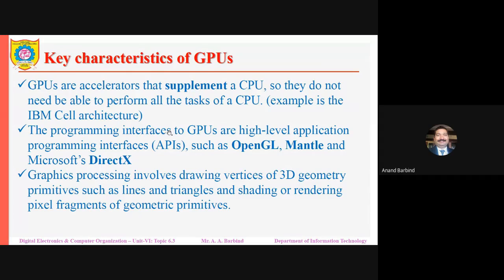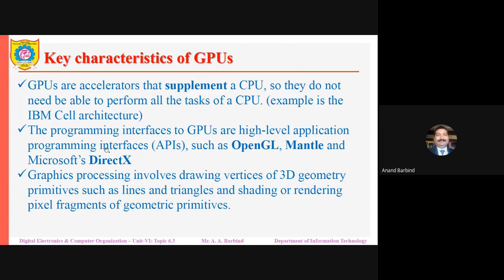The programming interfaces to GPUs are high level application programming interfaces, which are called APIs. These particular APIs are available for GPUs. They are OpenGL, Mantle, and Microsoft DirectX. These are some of the examples. There are other APIs also available which can be used with GPUs.